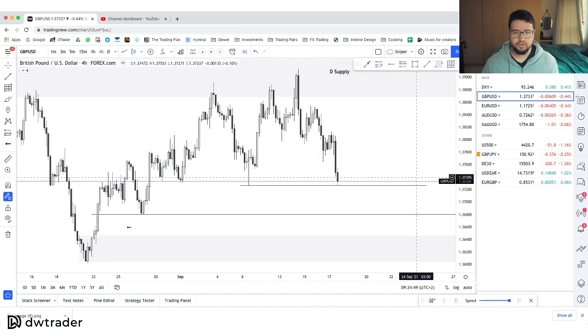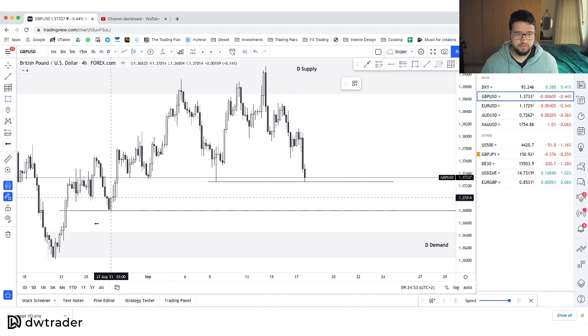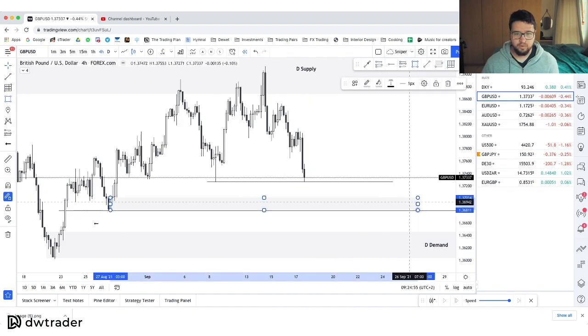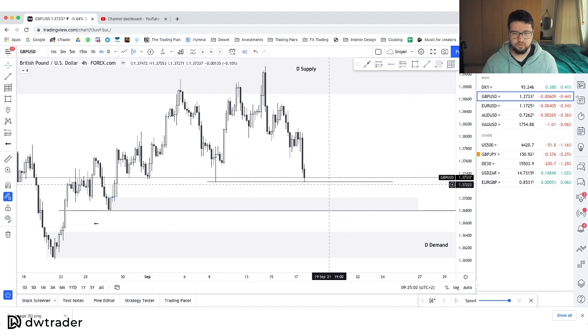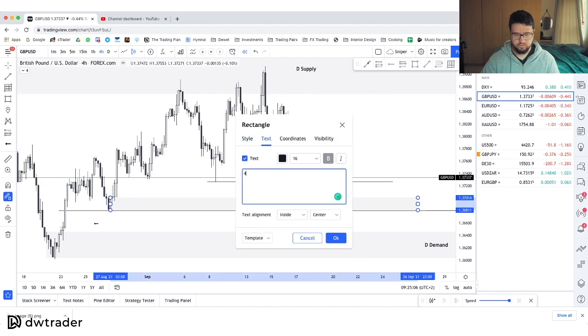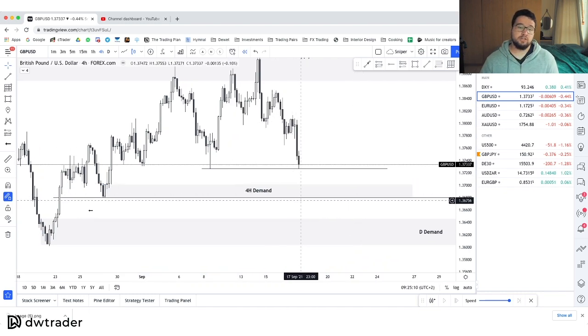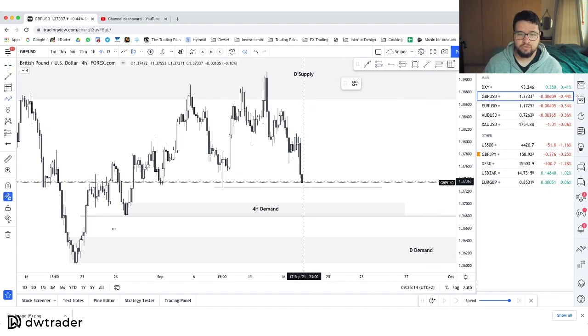It's also interesting. We can potentially see some things here. So we have this 4 hour supply, sorry, demand. That's 4H. Let's type in here text 4H demand, which is an interesting level. So it will add confidence to this level, to the idea that we sweep this low to the left.